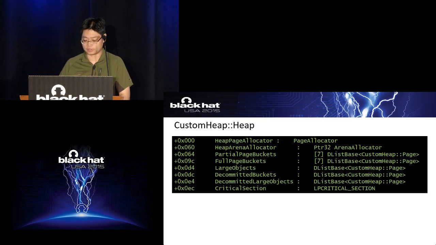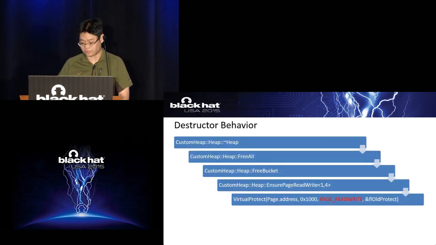When this class is destructed, it has some interesting behavior. Now this is the function it will call. First, the destructor will call free wall to free the memory it allocated. And free wall will call free bucket for each bucket it has. Free bucket will call ensure page read write for each page in the double linked list.